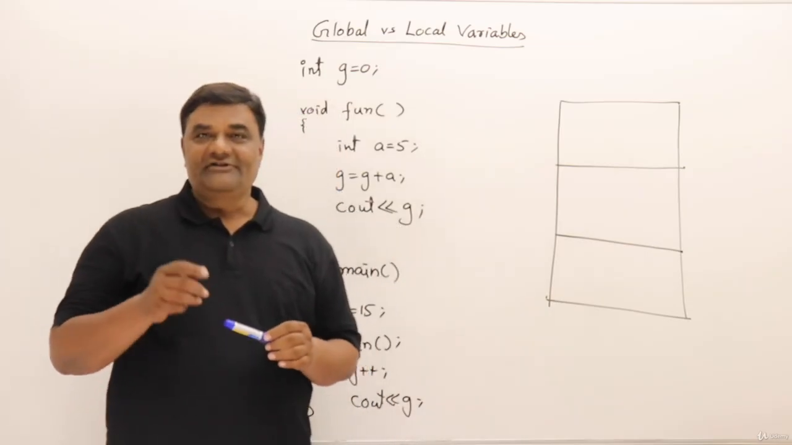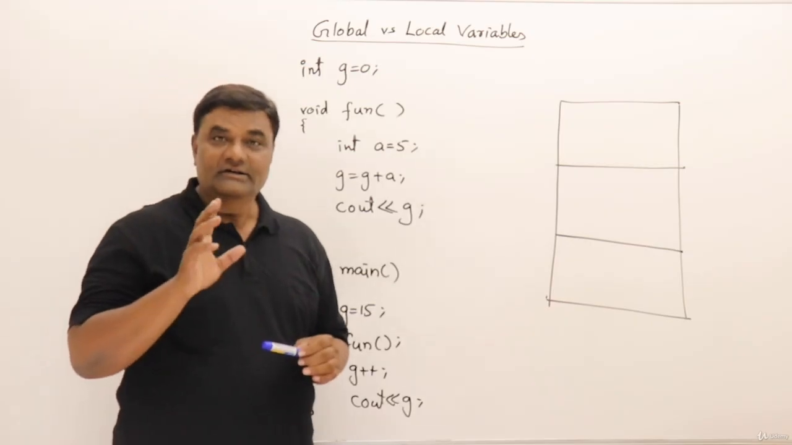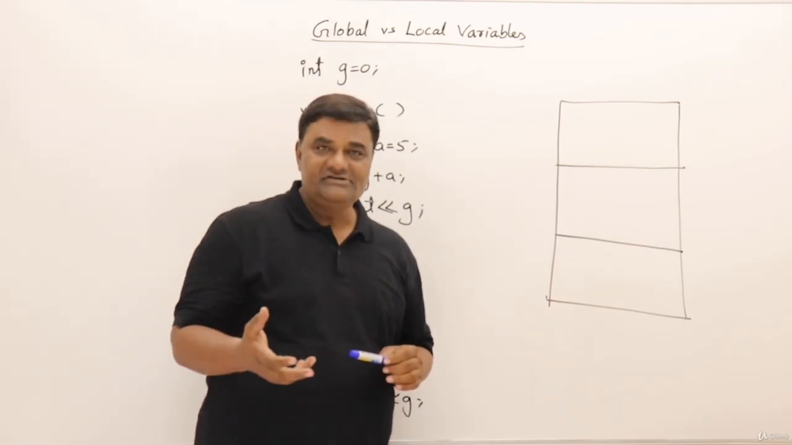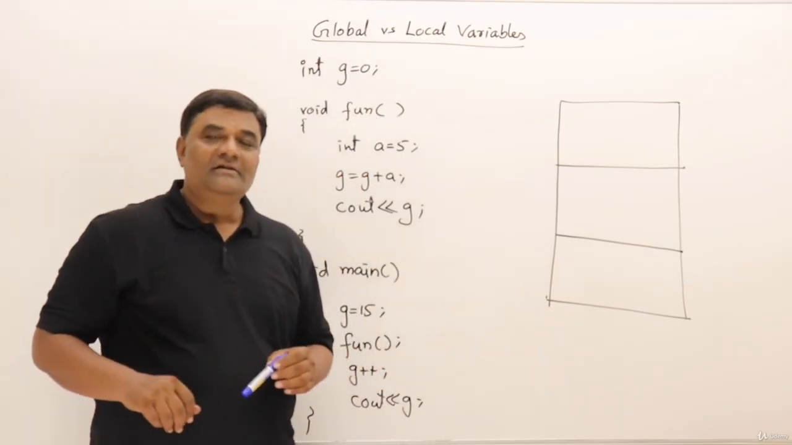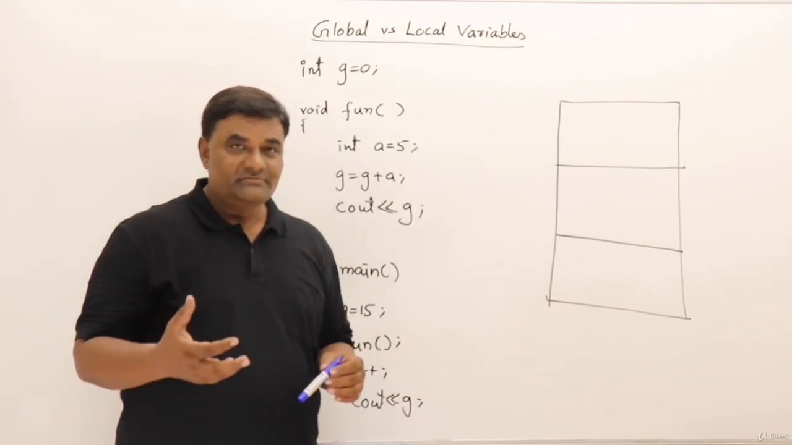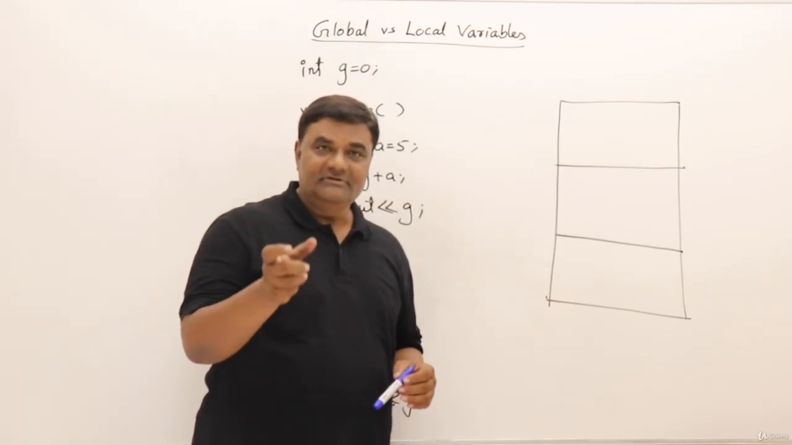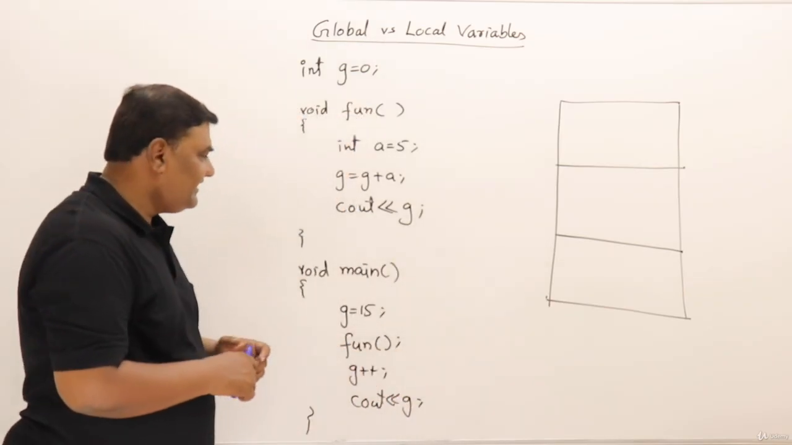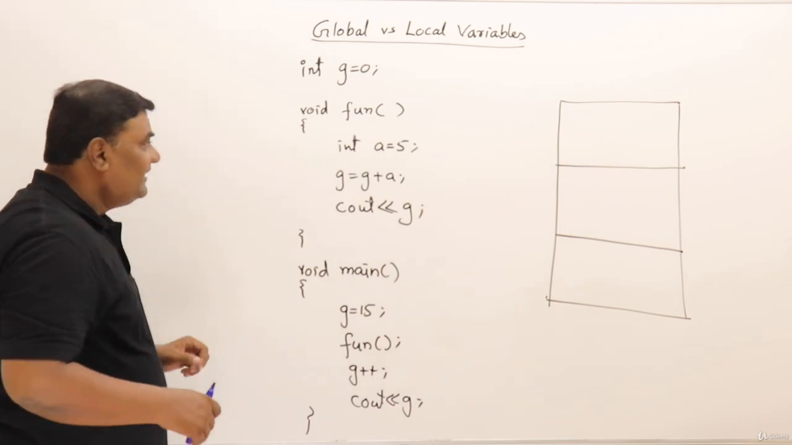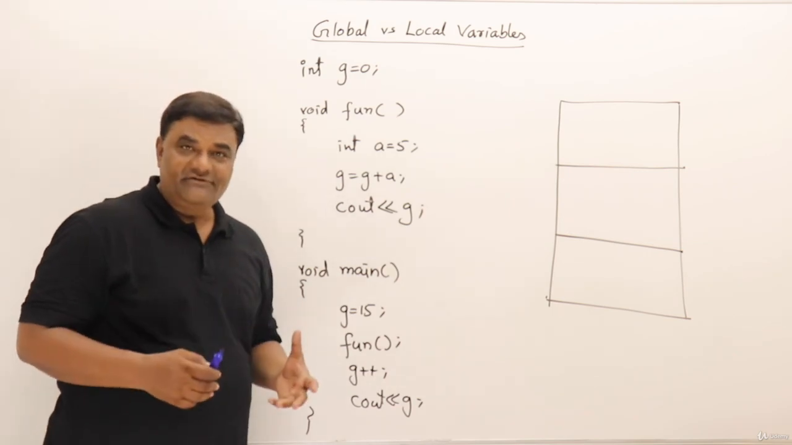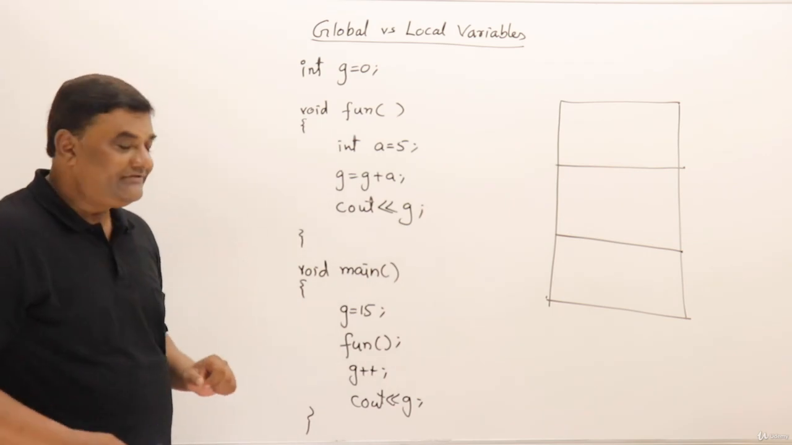Let us look at the difference between global and local variables. This is a common terminology. These are the commonly used terms in programming, global variables and local variables. For that I have a sample piece of code here. Let us read the code and understand it first, then I can show you the differences between them.